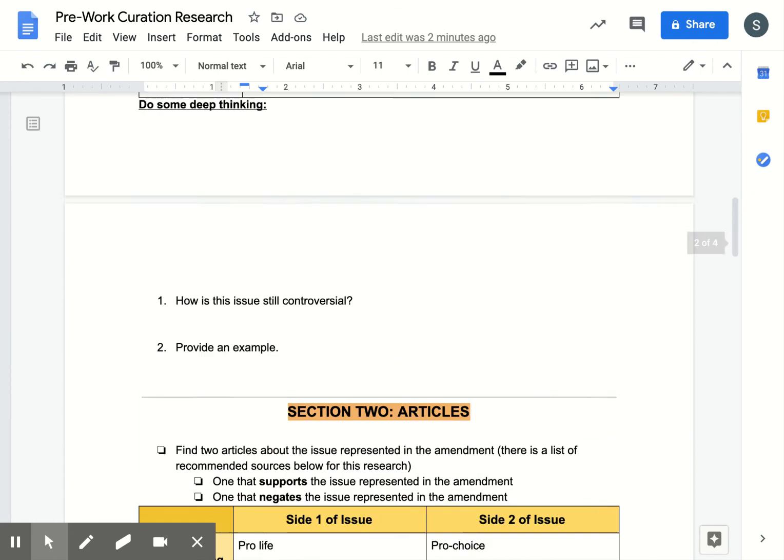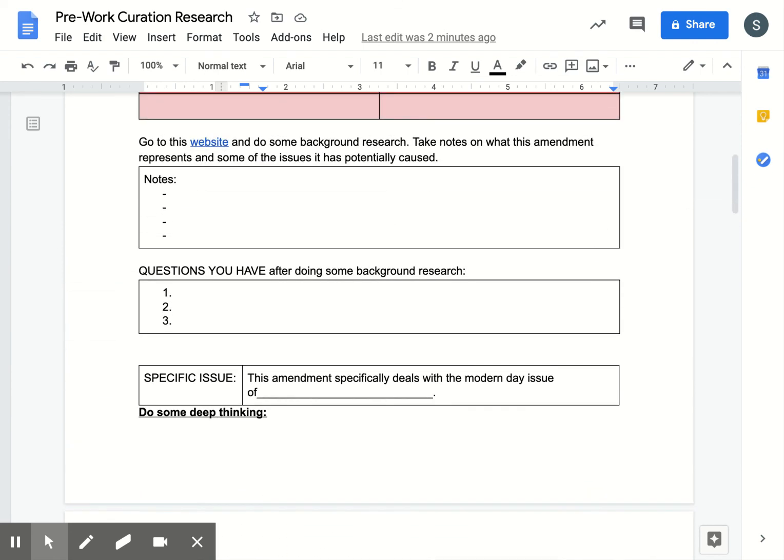But this entire document is what you are focusing on for your pre-work curation research, okay? Once you're done, please go back onto the schedule and click the next video, but ultimately make sure that this is as in-depth and organized as possible because it will set you up really, really well for the rest of the assignment.